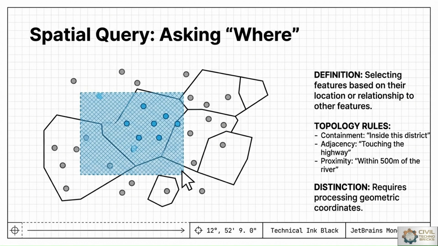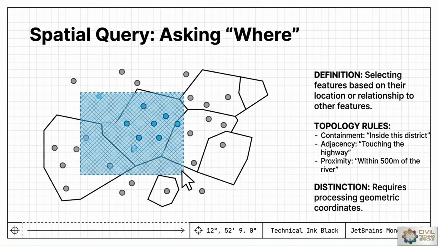Secondly, spatial query, where we have to ask the question where it is located, so that it gives the positioning. So selecting features based on their location or relationship to other features. Here we generate the relationship between the existing position and the nearby position. For that purpose, topological rules are most important. They show the neighborhood, that is containment, adjacency, proximity.